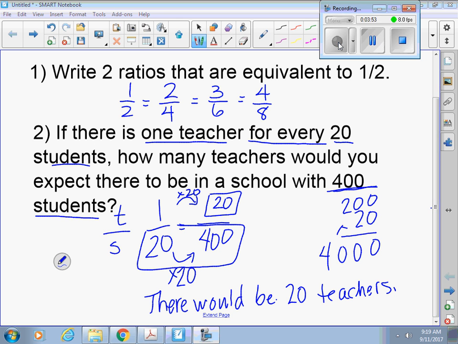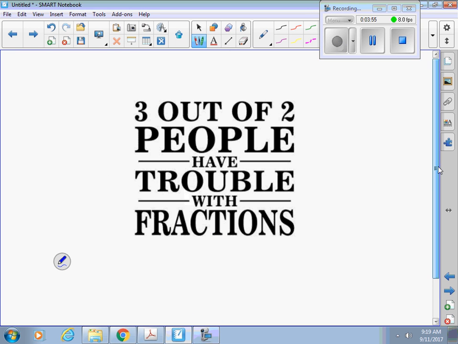All right, we are now going to move on to our next thing. Here's a little joke for you guys. 3 out of 2 people have trouble with fractions. What makes that funny? Some of you are saying that isn't funny, but why do you think that's funny, Jada? Because you can't take 3 out of 2. We can't have 3 people when you only have 2 people, yeah.